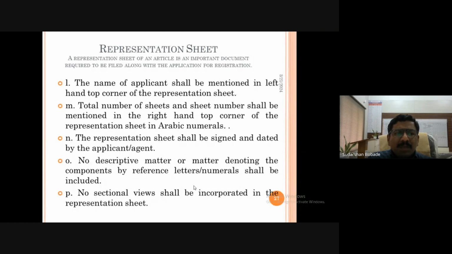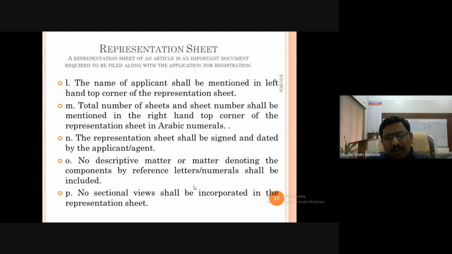Next one, the name of the applicant shall be mentioned in the left hand corner, that we have discussed. Then the total number of sheets and sheet number shall be mentioned in the right hand top corner of the representation sheet in Arabic numerals. So this is very important. In which font we have to mention the number, that is also mentioned. Next one, the representation sheet shall be signed and dated by the applicant or agent without fail. This is the need of the time, because if you are asking for ownership, there should be a proper signature from our end.